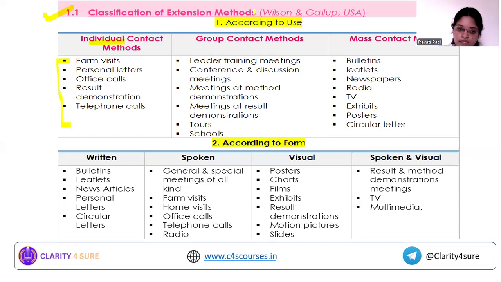So the classification is based on two parameters. First is according to use, second is according to form. According to use, there are three different classifications. First is individual, second is group contact, and third is mass contact.